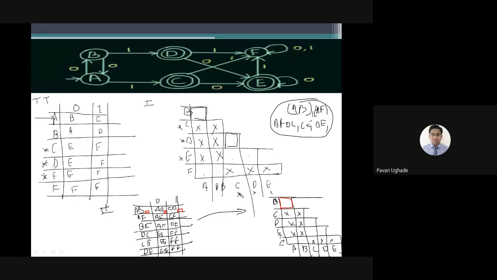What about AF guys, please check it out. What about BF? The entry over BF is blank. What about CF? See guys, this entry is cross, so we'll make it cross. In this combination, if you find any entry is cross, then this should be cross. So AF, where is the combination with A? Yes, AF. This entry will also be marked as cross.